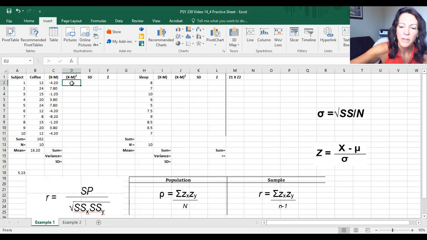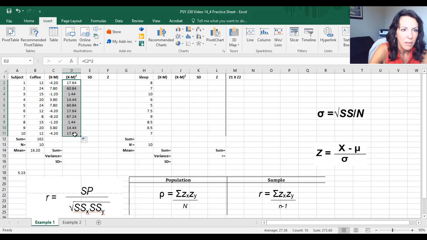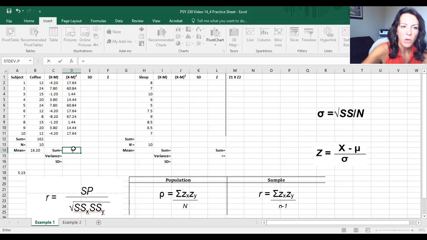So here we go. And then we're going to take each score and we're going to square it because remember, we're looking for the sums of squares to find variance and standard deviation. Now we have each score squared. We are going to sum up those squared deviations. So I'm going to add all these up.